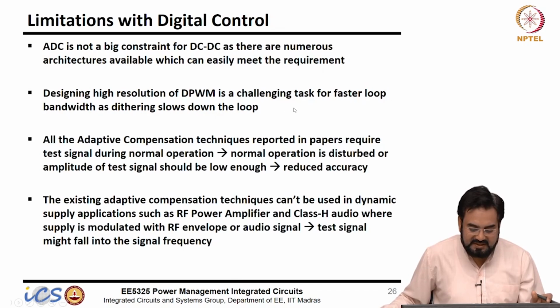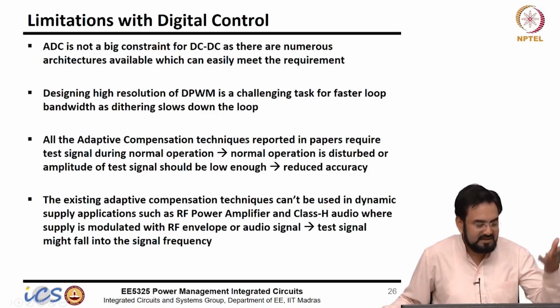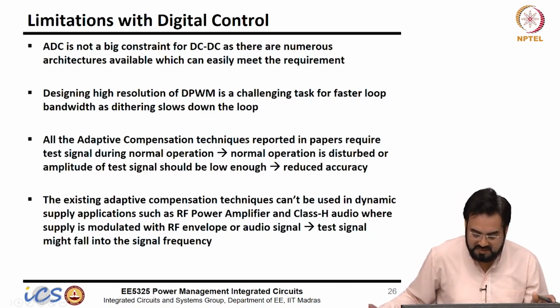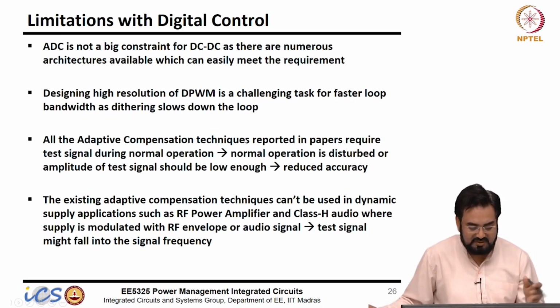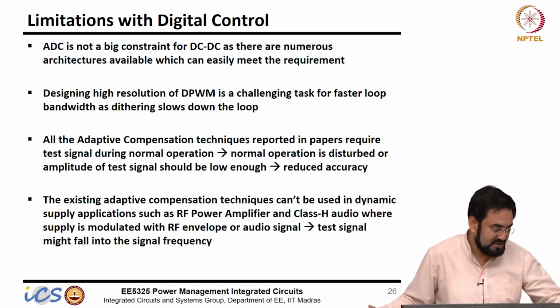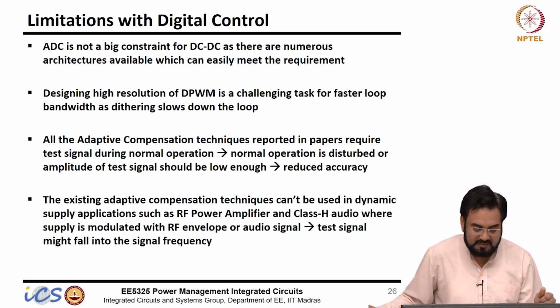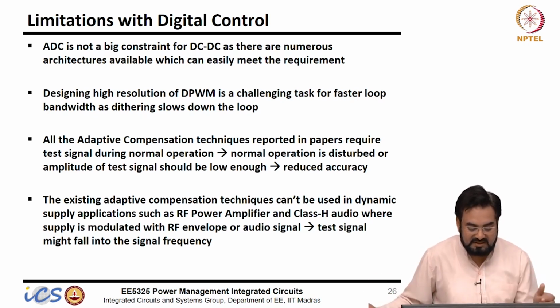So as you keep increasing the order of your dithering, you have to limit your bandwidth, you don't have any option. And if you are using a very high order dithering with a faster loop, then it may become unstable.